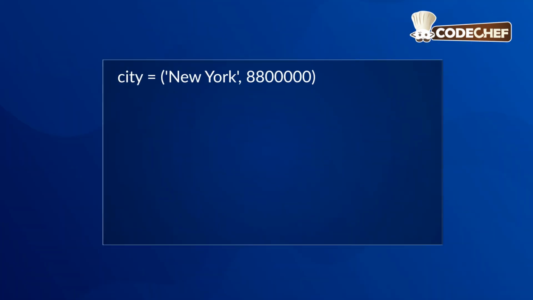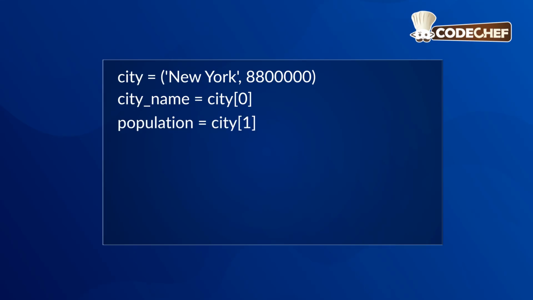Let's create a tuple in our code. Here, we'll store the details for a city, like its name and population. Just like with lists, we can access the individual elements in a tuple using their index. The index starts at 0. In this code, we have our city tuple, and we are accessing the city name using index 0 and the population using index 1. We then print both of these values.